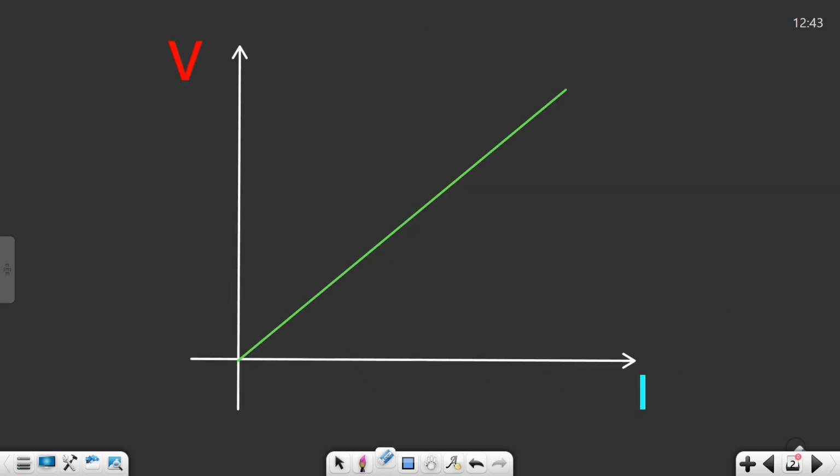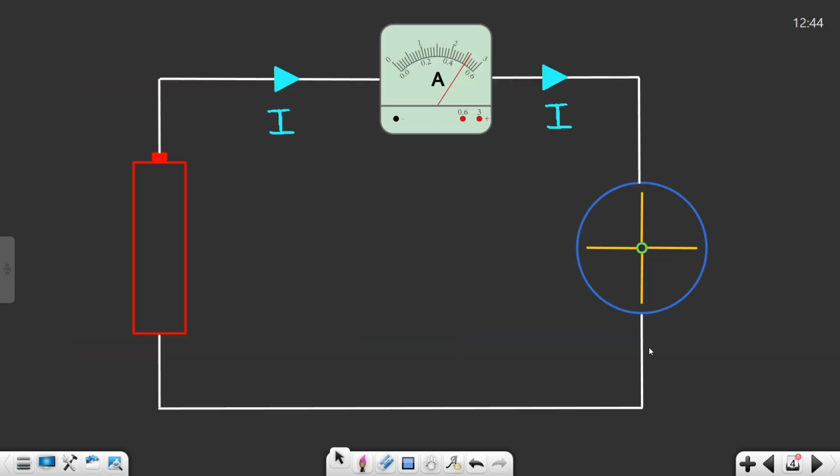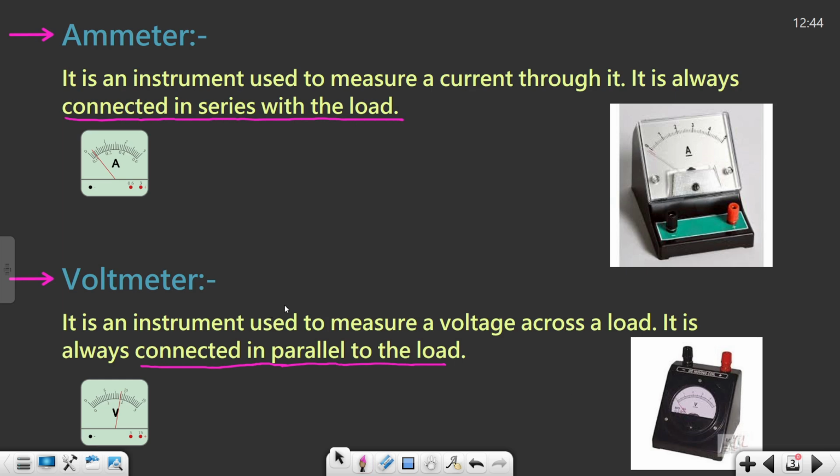And then what I explained to you, I just explained a few instruments, that is the ammeter and the voltmeter. So the ammeter is responsible for measuring the current, and it is always connected in series with the load as shown over here, okay. And similarly the next instrument is the voltmeter. It is an instrument used to measure a voltage across a load. It is always connected in parallel to the load, okay.